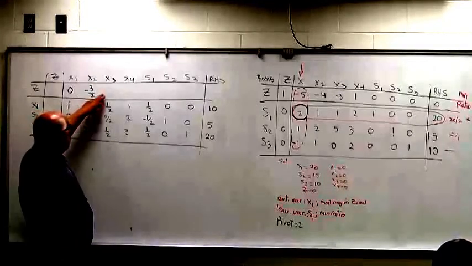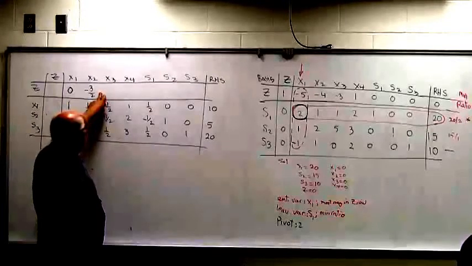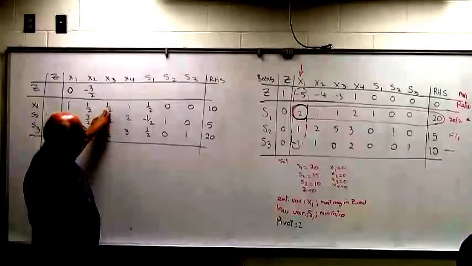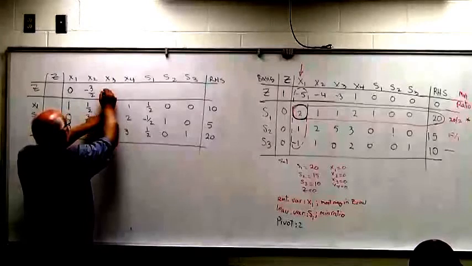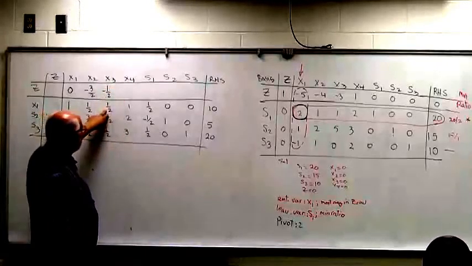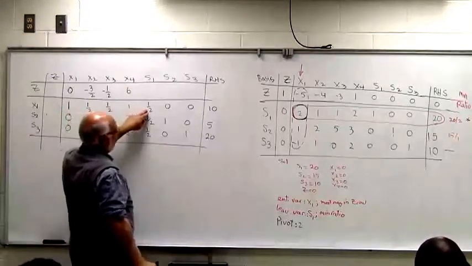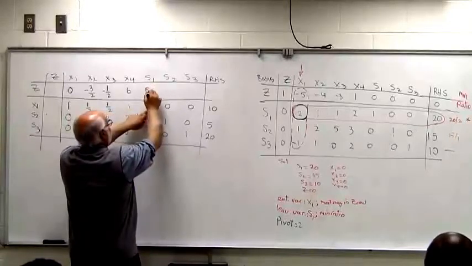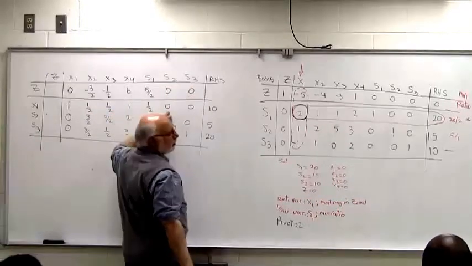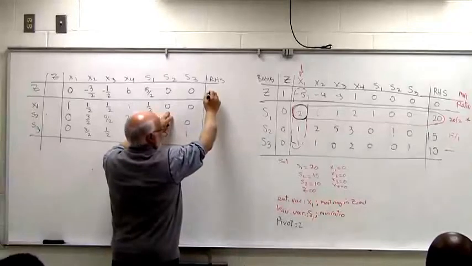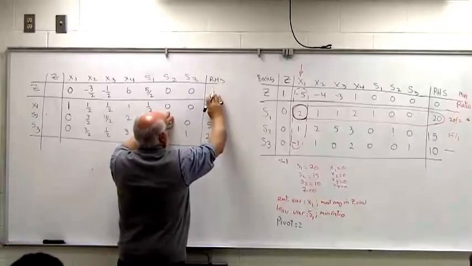Is it correct? 5 and 3 is 8, 8 divided by 2 is, okay? So 5 times that is 5/2 minus 3 is minus 1/2. 5 times that plus 1 is 6. 5 times that is 5/2. And 5 times 20 is 5 times 10, 5 times 10 is 50.